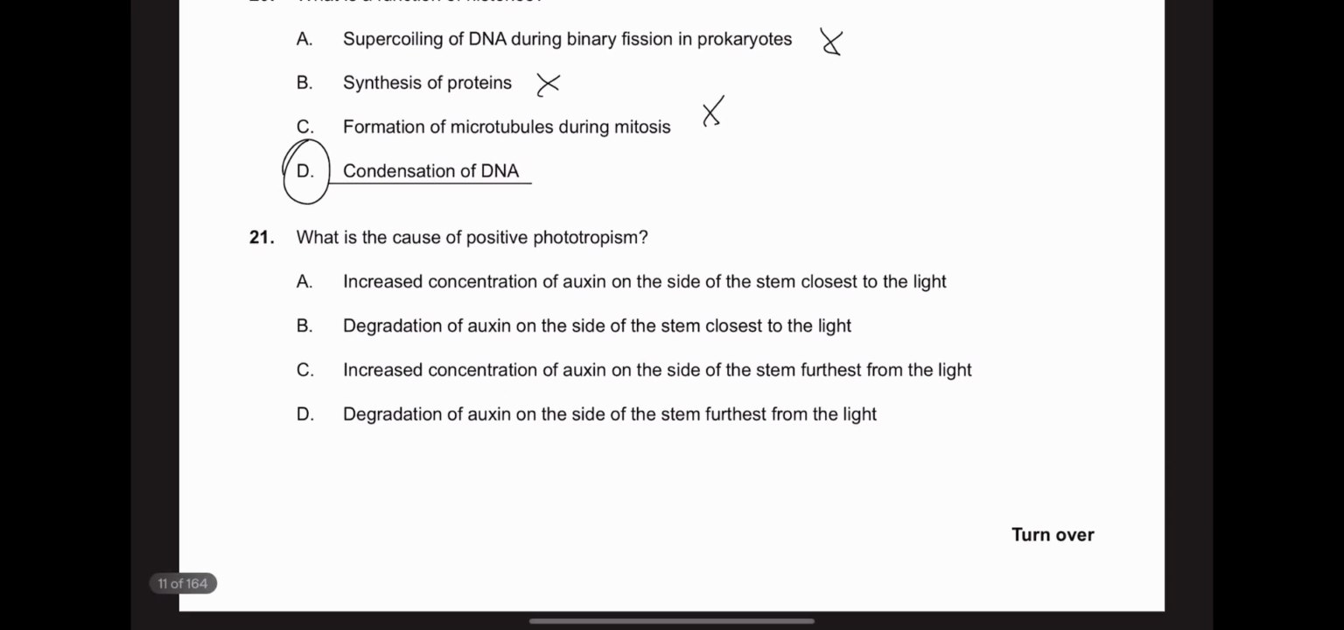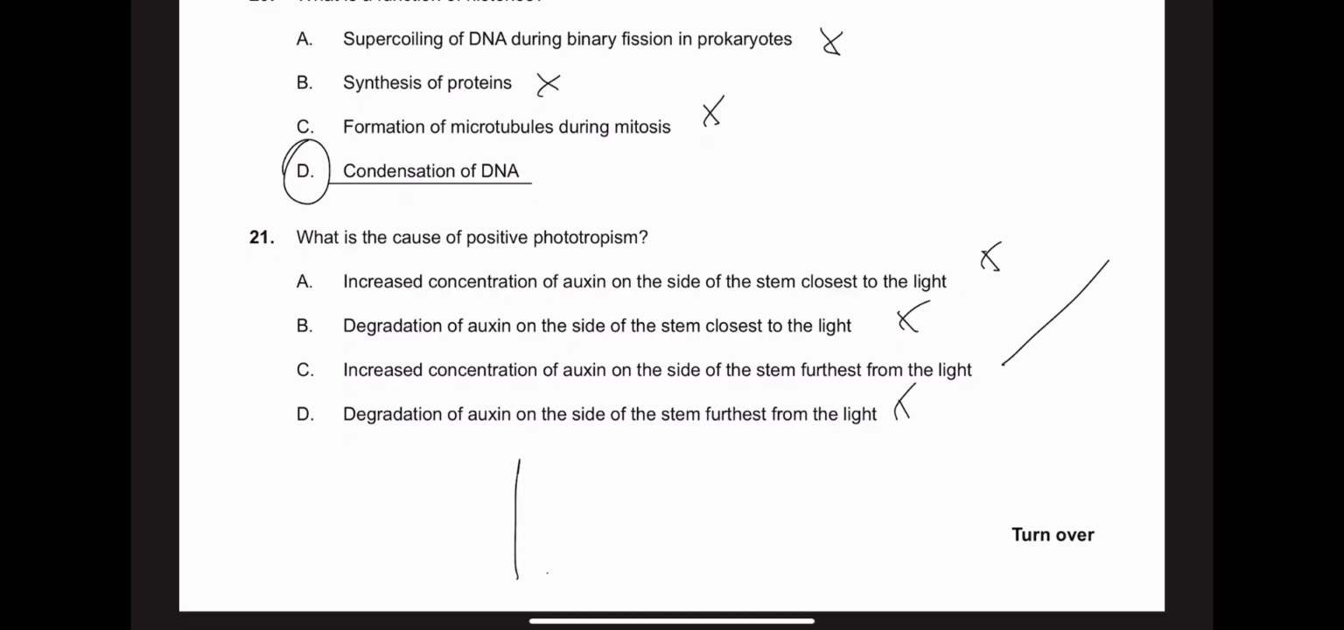21. What is the cause of positive phototropism? Increased concentration of auxin on the side of the stem closest to the light, okay. Degradation of auxin on the side of the stem closest to the light, no. Increased concentration of auxin on the side of the stem furthest from the light, yeah. Degradation of auxin side of the stem, no. So yeah, it's just increased auxin on the side furthest from the light.